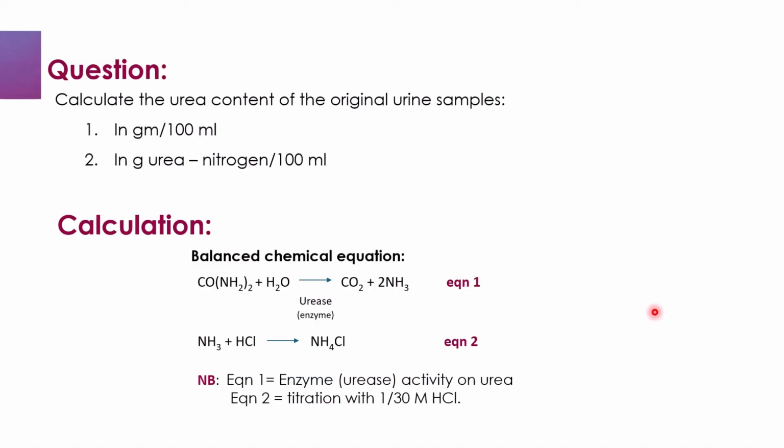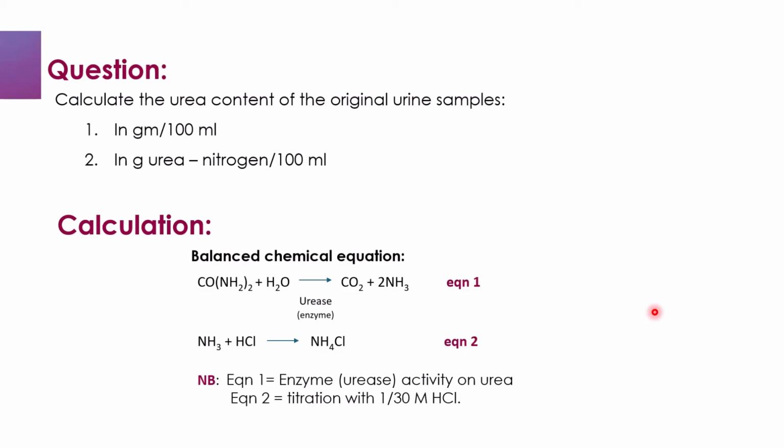So let's try some questions over here and see how to solve them. The question says you should calculate the urea content in the original urine sample in 1, in grams per 100 mLs, and in 2, in grams of the urea nitrogen in 100 mLs. So let's see how to do this calculation.